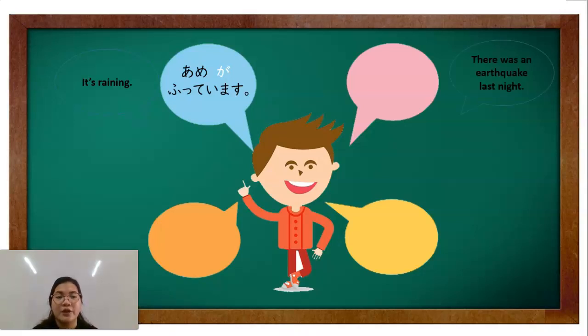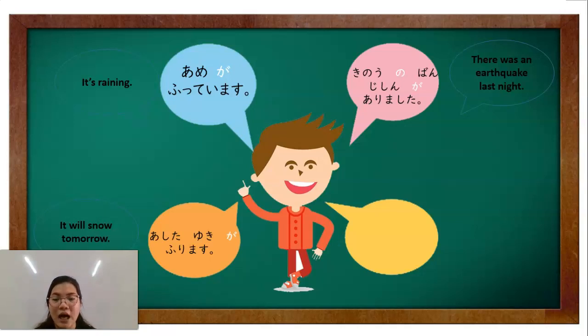Okay? Next. There was an earthquake last night. Earthquake in Japanese is jishin. So this sentence is Kinou no ban jishin ga arimashita. Okay, next, another. It will snow tomorrow. Ashita yuki ga furimasu. So yuki is snow. And just like rain, it's also pouring. So that would be furimasu.